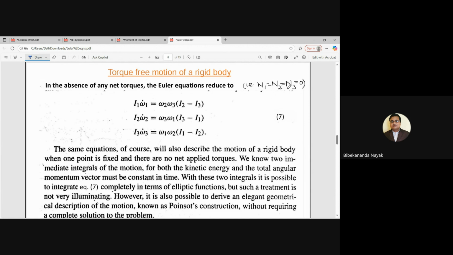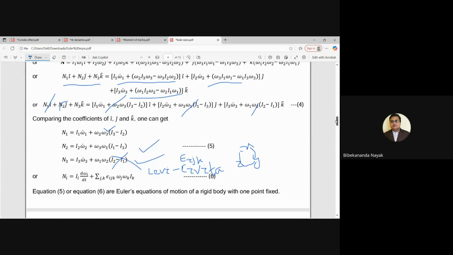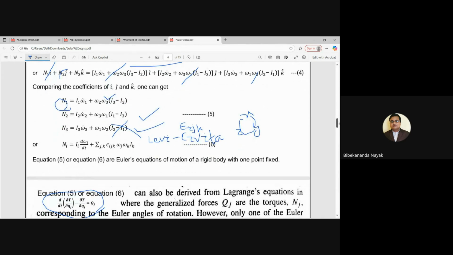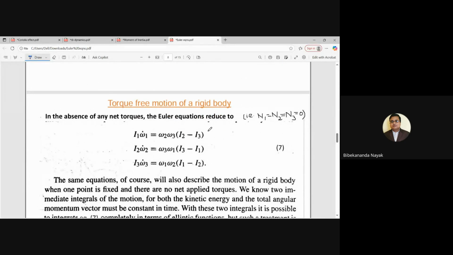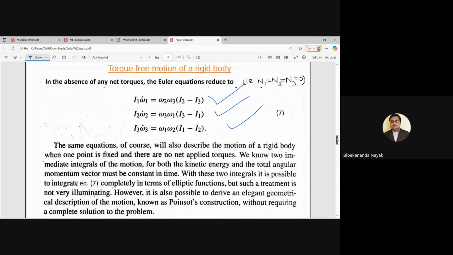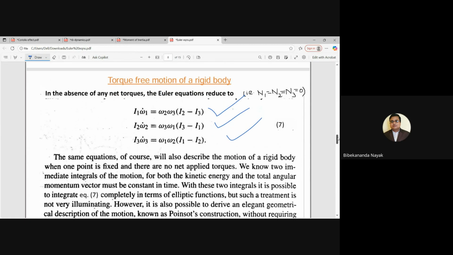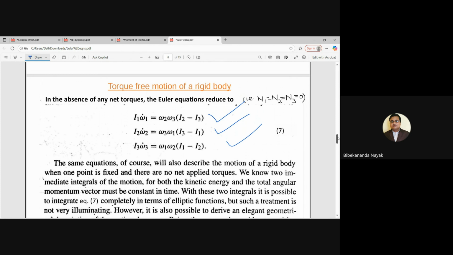If n1 = 0, n2 = 0, n3 = 0, then what will the equation be? So our left hand side will be 0. I1 omega 1 dot is equal to minus of this, so if you observe, minus I2 minus I3, omega 2 and omega 3. And what does this equation imply? If n is equal to 0, angular momentum is constant, we know that.